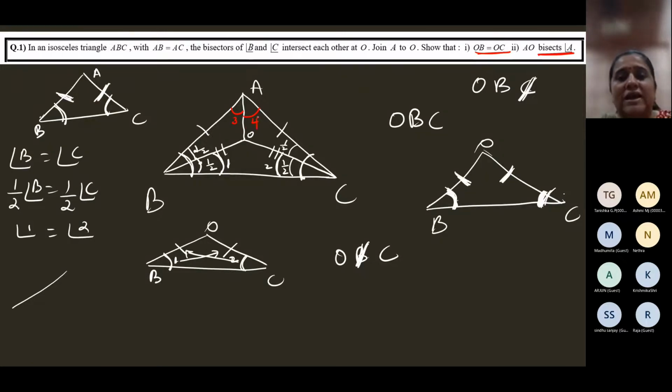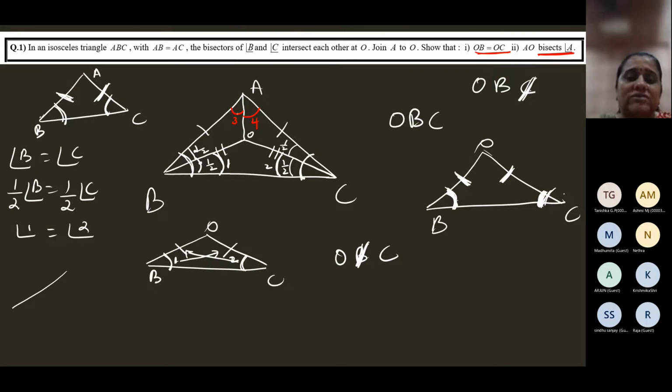You must prove that angle A is bisected. Who bisects angle A? AO bisects angle A. How do you prove? You can't use a protractor and measure. How do you show that? By working, how will you say that angle A is bisected? You'll have to show that angle 3 is equal to angle 4.